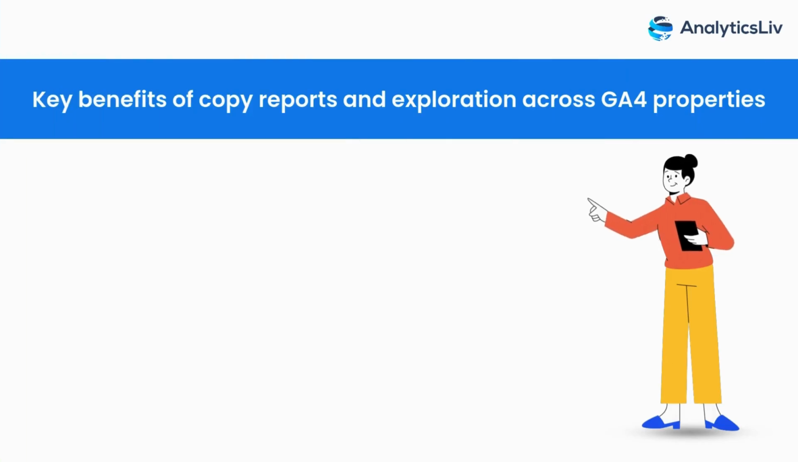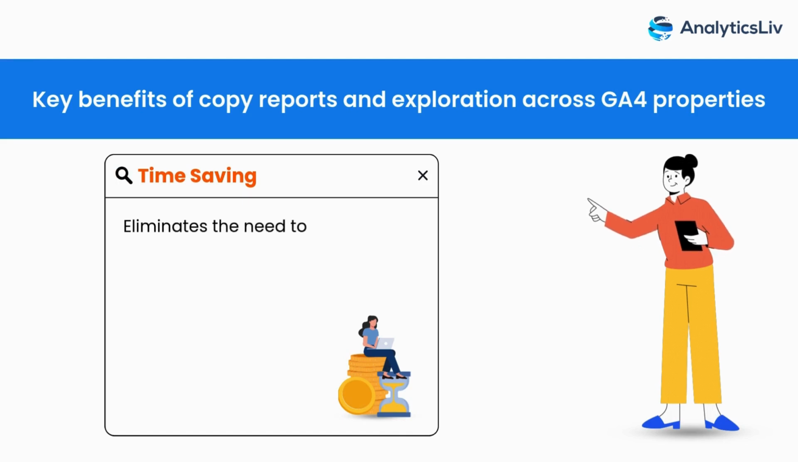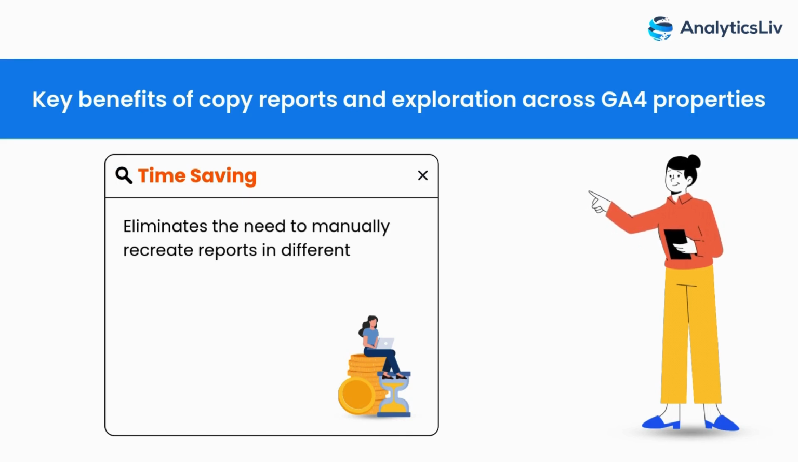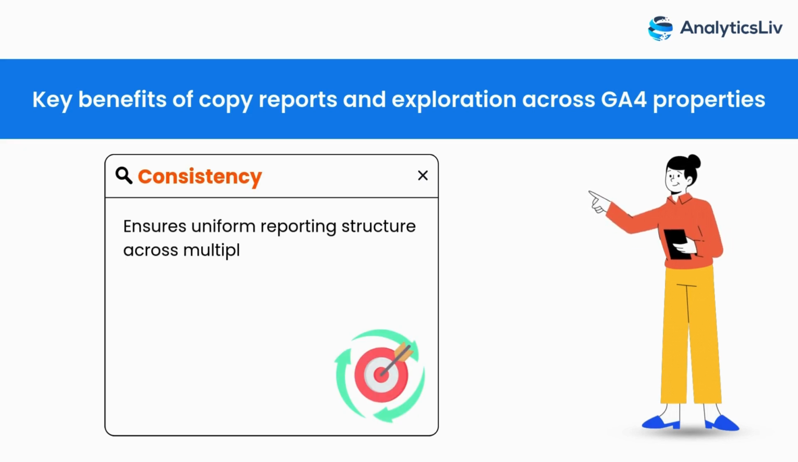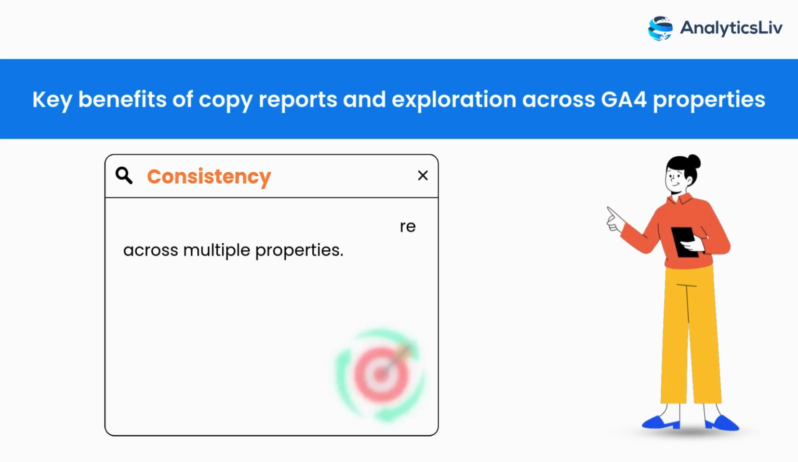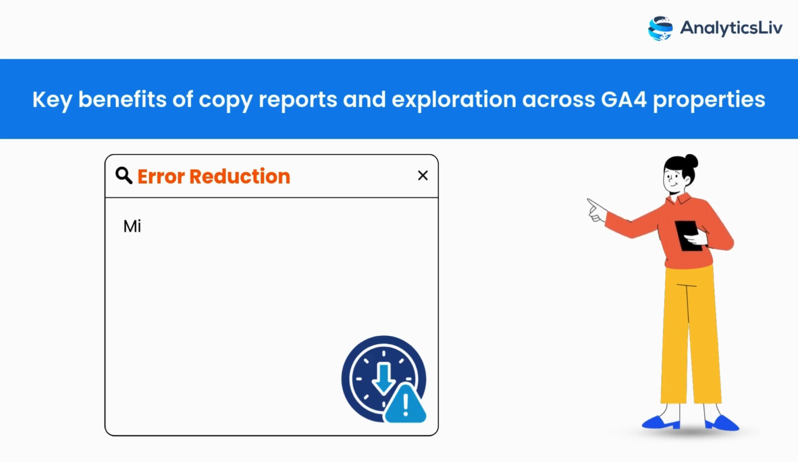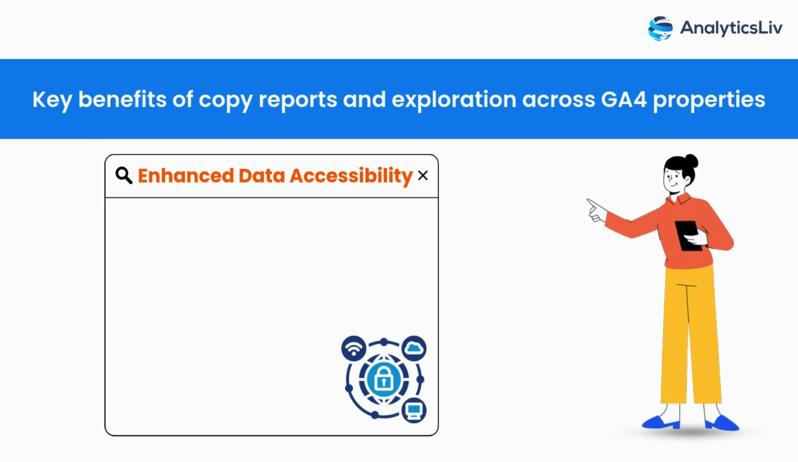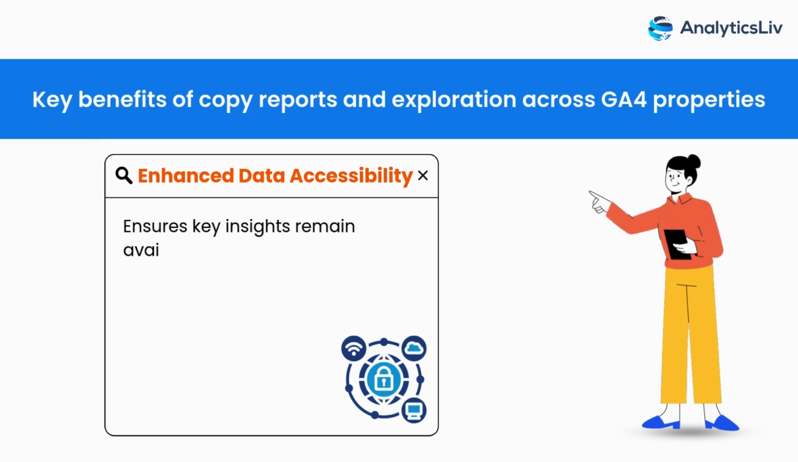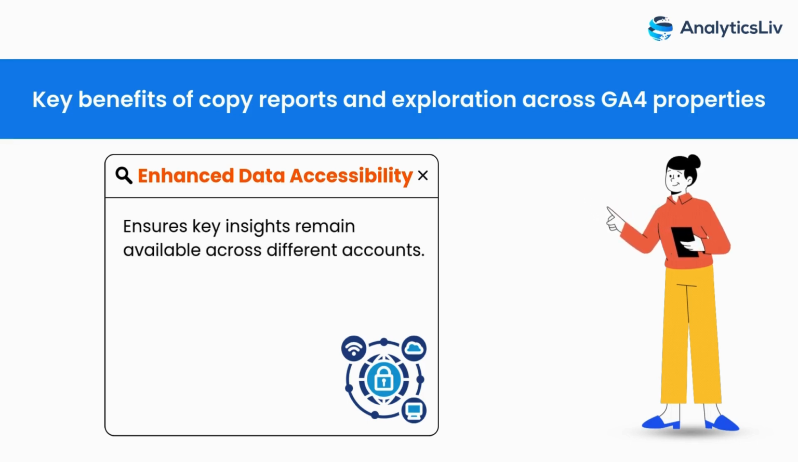Key benefits of copying reports and explorations across GA4 properties. Time saving: eliminates the need to manually recreate reports in different GA4 properties. Consistency: ensures uniform reporting structure across multiple properties. Error reduction: minimizes mistakes that can occur when manually recreating complex reports. Enhanced data accessibility: ensures key insights remain available across different accounts.